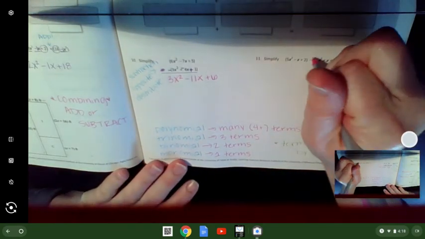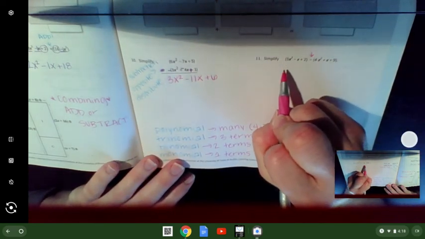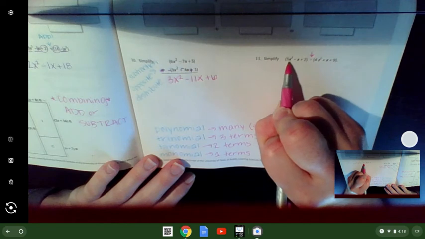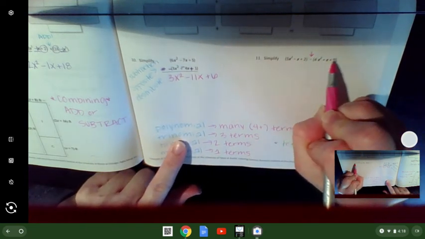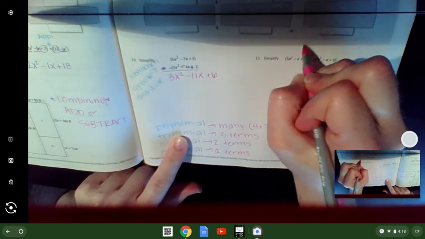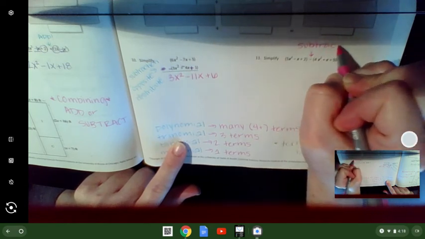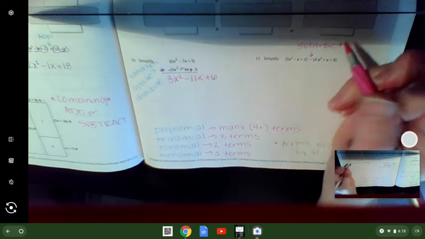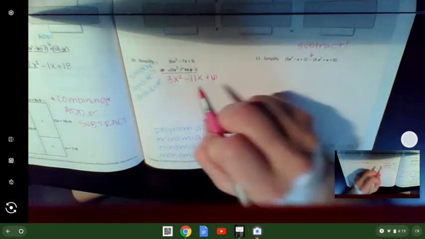Number 11, again, I'm going to look inside, or in between, the parentheses to check what operation I'm doing. That's super important. We have 1, 2, 3 terms, a trinomial. 1, 2, 3 terms, another trinomial. Looking in between, we are technically subtracting. But like I said before, it can be really helpful rather than having to remember, oh gosh, I have to subtract, to think about doing the opposite.